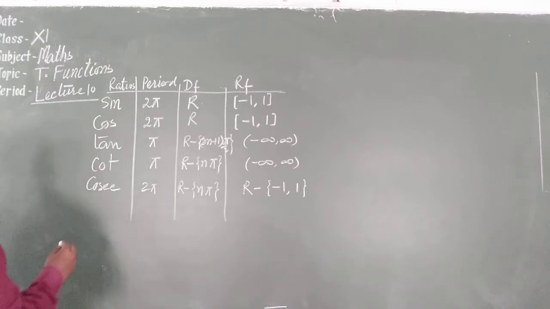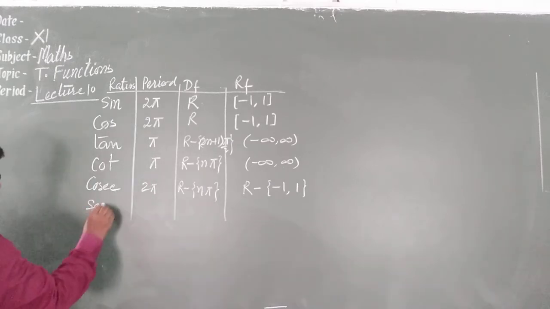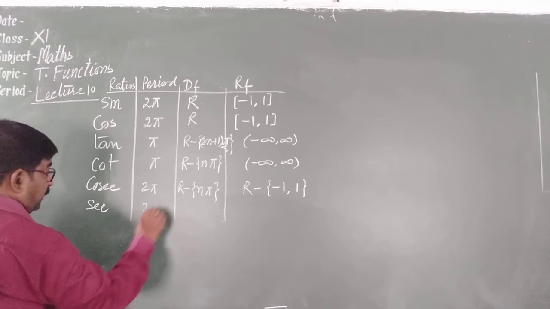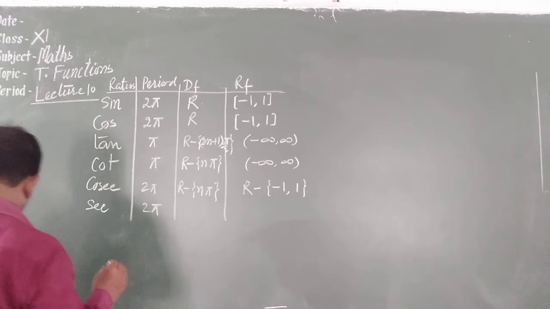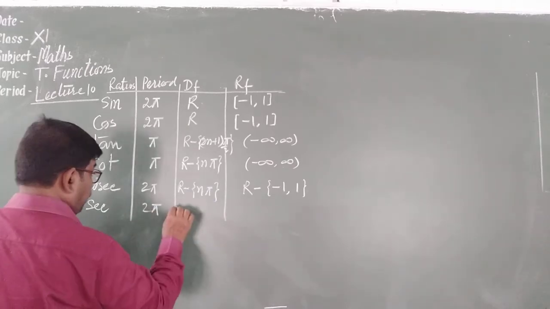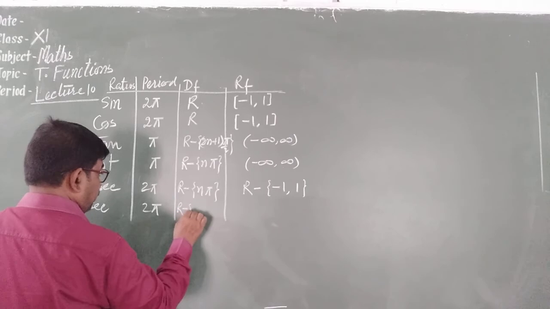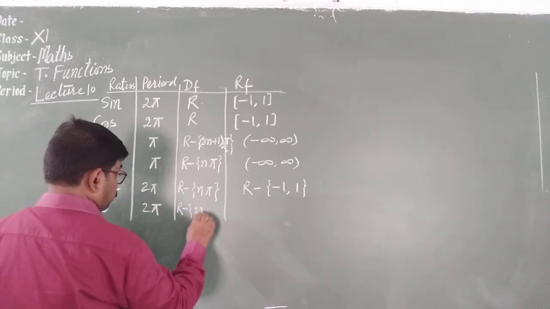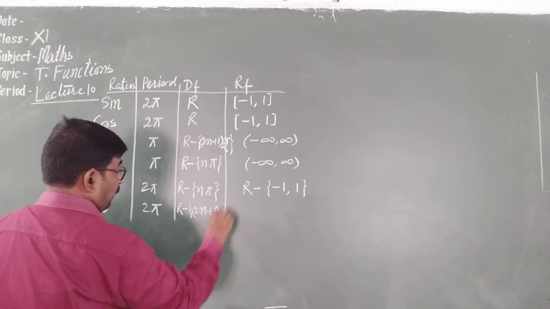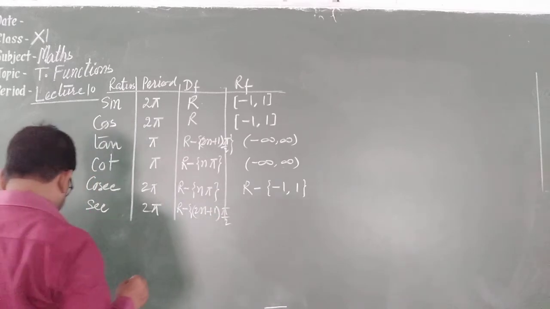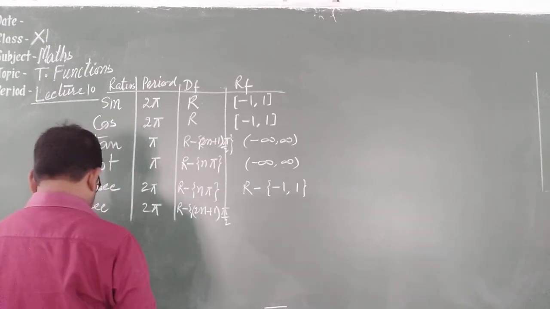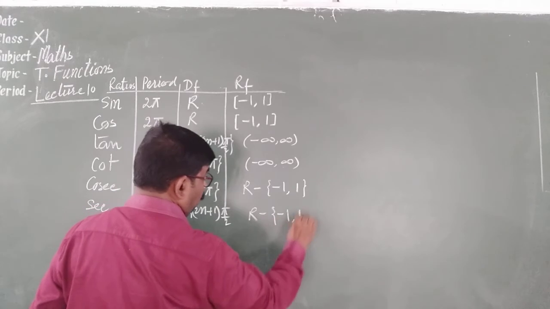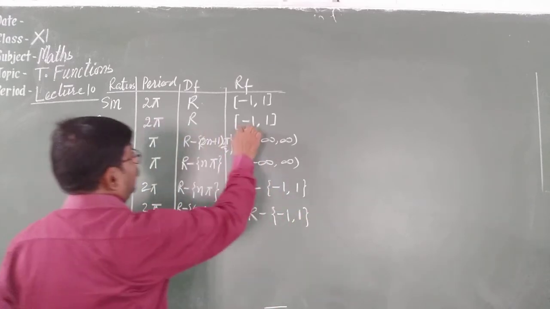And the last one is sec. Its period is again 2 pi, its domain is R minus (2n plus 1) pi by 2, and its range is again R minus (-1, 1), because cos is -1 to 1.